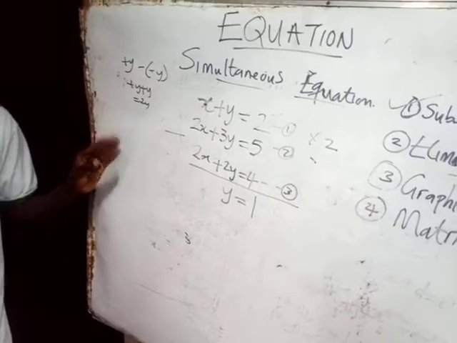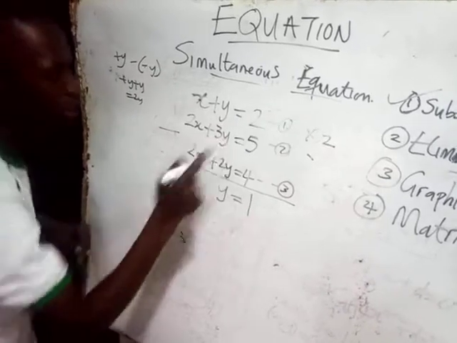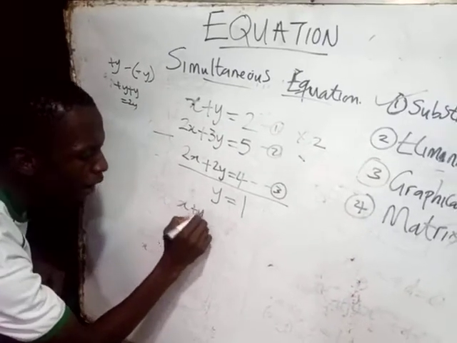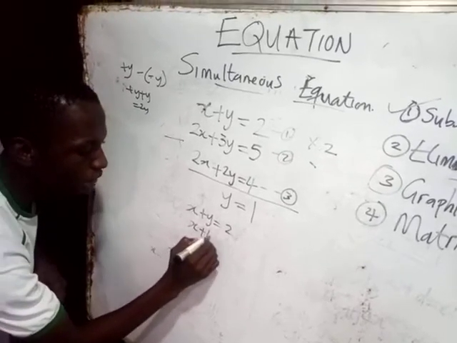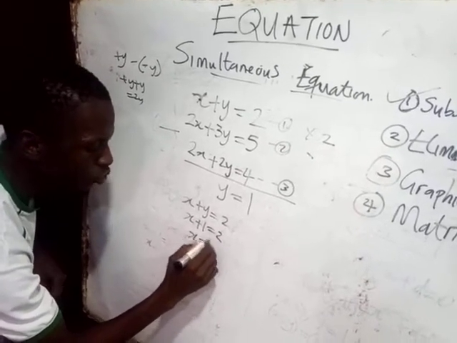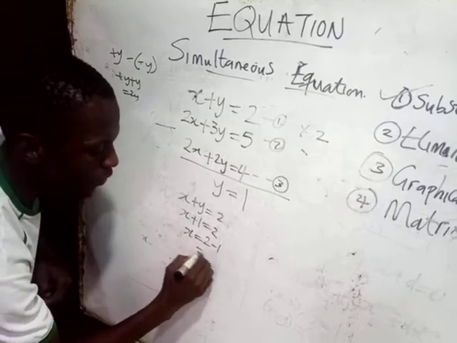Is it clear? So you substitute this in equation 1. What is our equation 1? x plus y is equals to 2. So here, x plus 1 equals to 2. x is equals to 2 minus 1, 1.